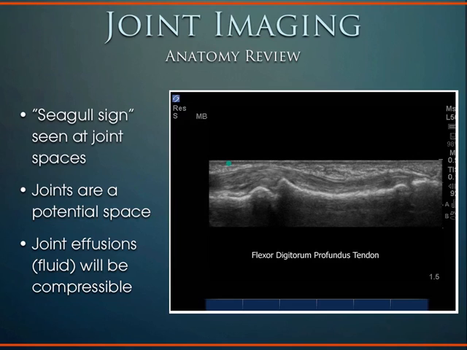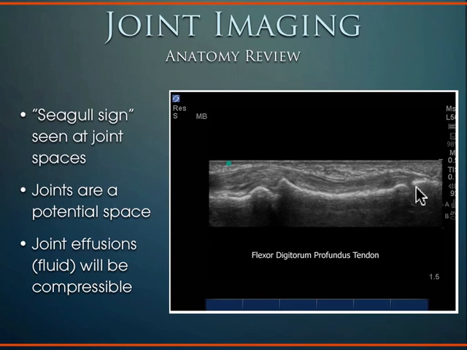So moving to joints and more bony anatomy now. When we're looking at joint anatomy on ultrasound, it has this characteristic seagull sign. So I showed this image earlier. This is the PIP joint, proximal interphalangeal joint, and it has this joint space here, proximal joint articular surface, distal joint articular surface, and this seagull bird pattern. That's just a typical thing you'll see at joint spaces, and then distally, again, joint space here with distal articular surface here.